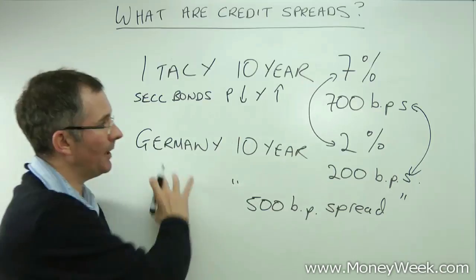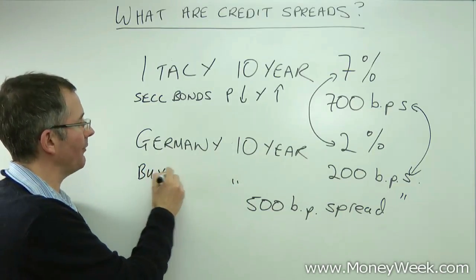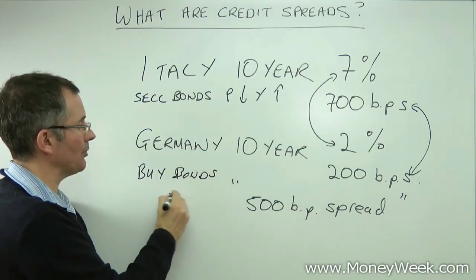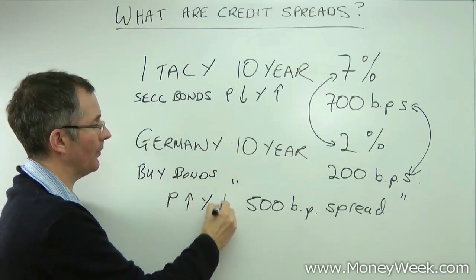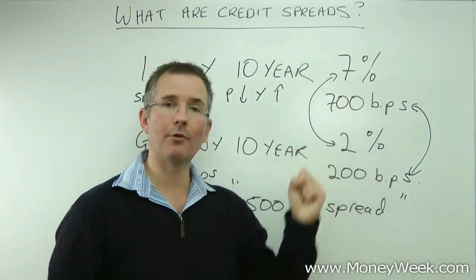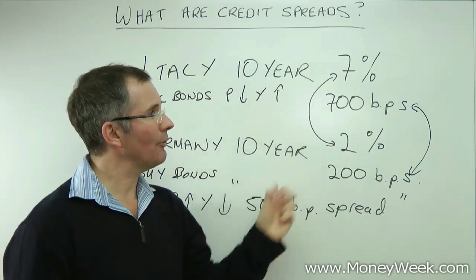And of course, Germany is seen as a kind of safe haven. So at the same time, quite a few investors are buying German IOUs, and that's tending to push the price up and the yield down. So you've got a kind of double whammy effect that's pushing this gap wider and wider and wider. All right. Now, do people just compare two countries like that?